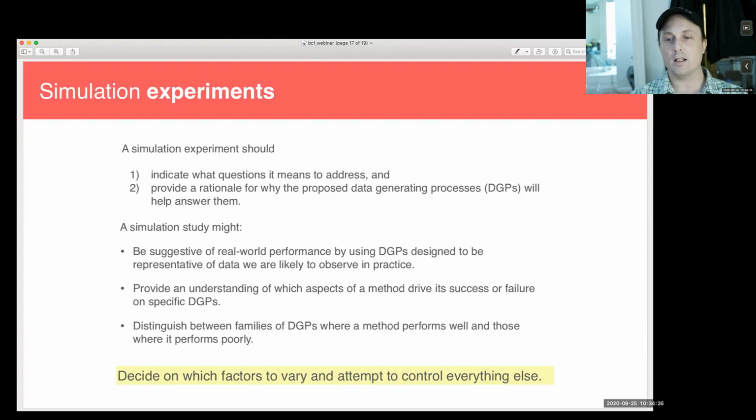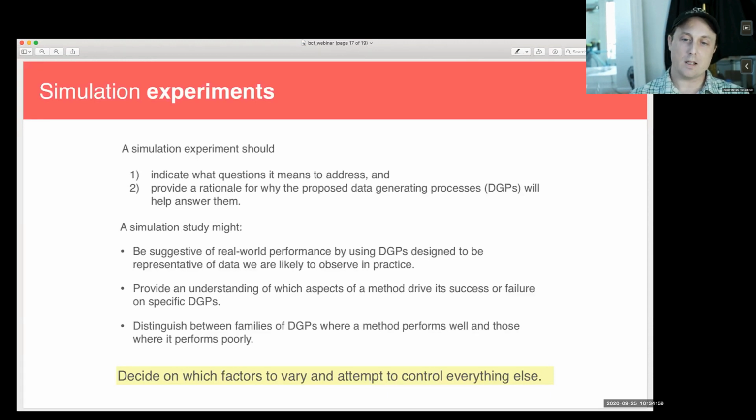On the flip side, you also want to distinguish between families of DGPs where a method performs well and where it performs poorly. So one thing I see over and over on this point is it's very easy to accidentally generate data that is super easy, in which every method basically does fine. And it's very easy to generate data that is way too hard, so the signal to noise ratio is really poor, and then no method does that good. And so the most interesting DGPs, in my opinion, are the ones that are in that sweet spot, which is that they're easy enough that some methods do well and others do not.